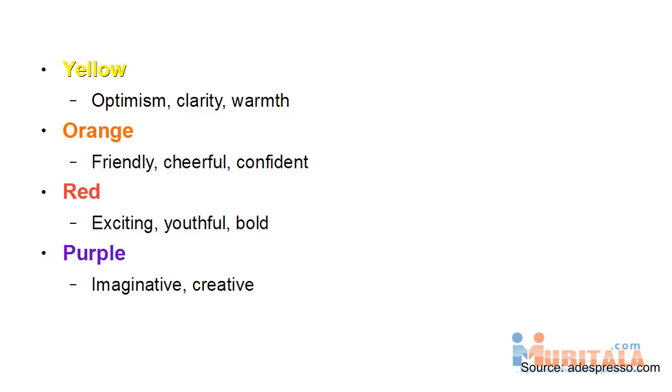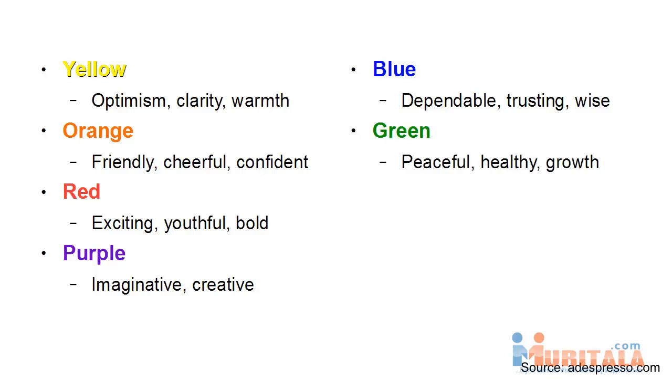People associate purple with things that are imaginative and creative. With blue, people tend to associate it with things being dependable, trusting and wise. Green tends to be associated with things that are peaceful, healthy and associated with growth. And grey is balanced, neutral and calming.